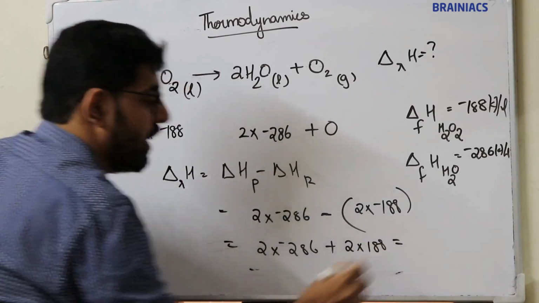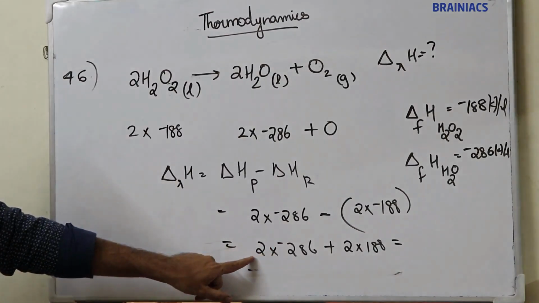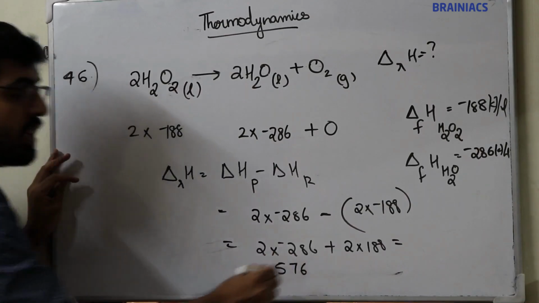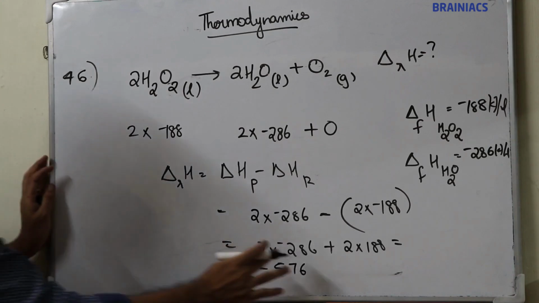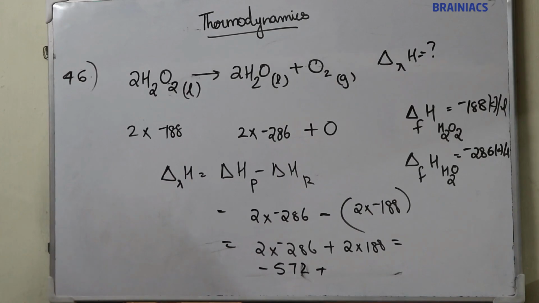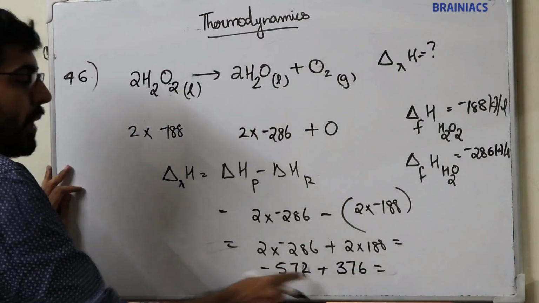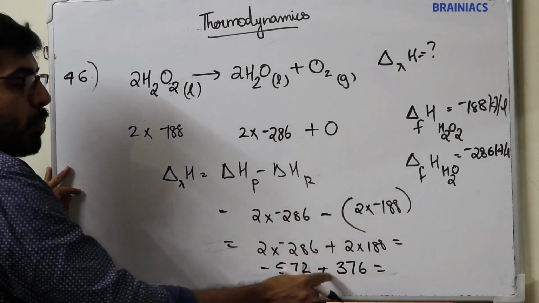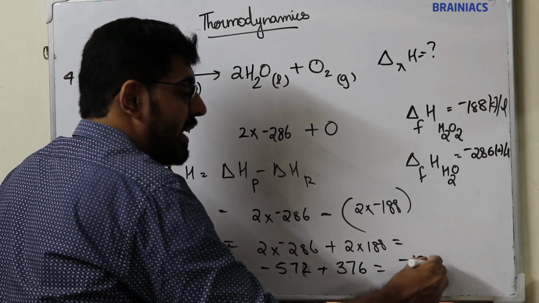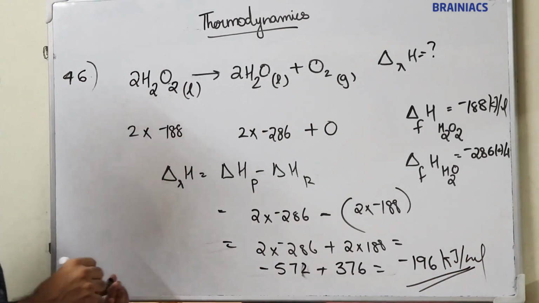If you multiply minus 286 into 2 you will get minus 572, plus 188 into 2 you will get 376. If you add minus 572 plus 376 you will get a value equal to minus 196 kilojoules. So this is the enthalpy of reaction.